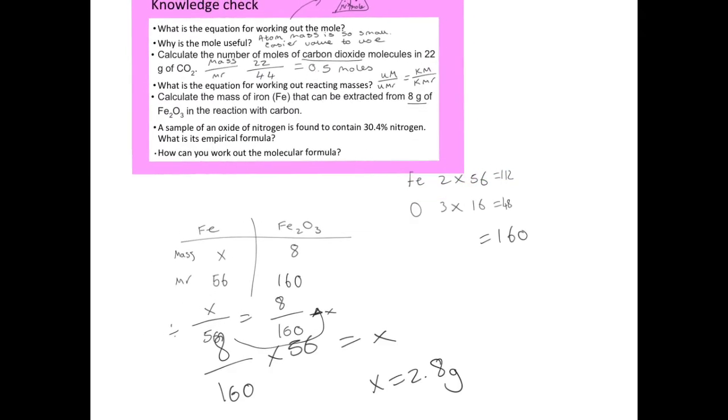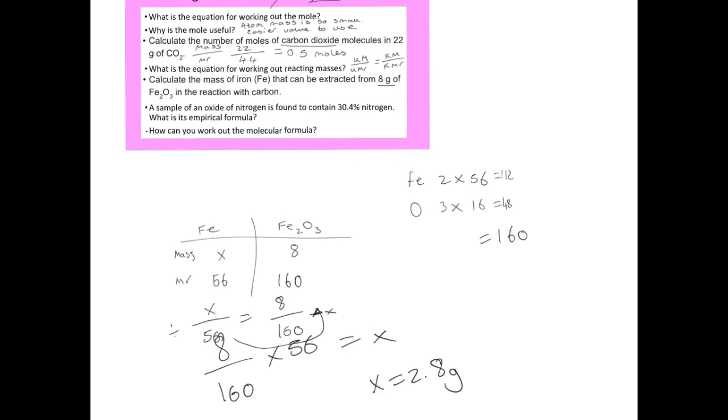A sample of oxide of nitrogen is found to contain 30.4 percent nitrogen. What's its empirical formula? So we're assuming it's just oxygen and nitrogen. Sorry, I'm on the last question. That's nitrogen. Okay, so we know that it contains 30.4. Sometimes they give you percentages, sometimes they give you masses. So then do 100 take away 30.4 to work out the percentage of oxygen. So that's 69.6. We then divide them by their mass numbers, which is 14 and 16.